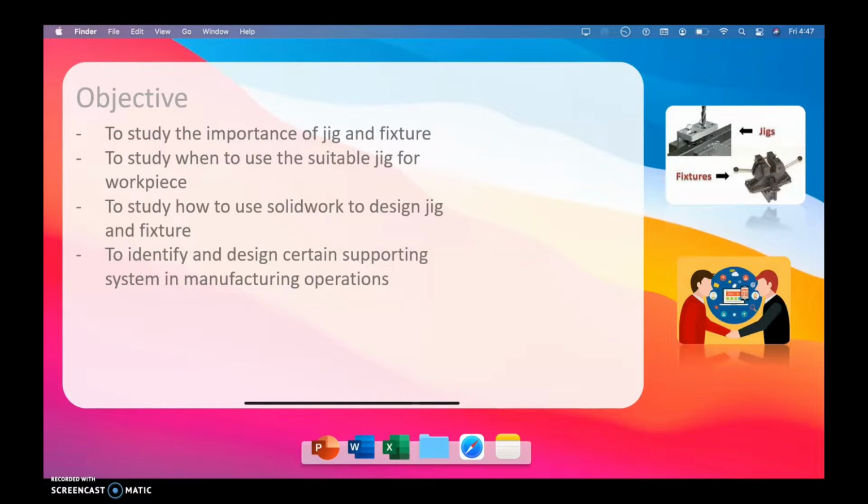Assalamualaikum, my name is Shah Izra Hilmi, and today I will continue the presentation of this project, which is the objective of this project. So, the first objective is to study the importance of the jigs and fixtures, and then the next objective is to study when to use the suitable jig for the workpiece, and then to study how to use SolidWorks to design a jig and fixture, and then the last objective is to identify and design the certain supporting system in the manufacturing operations.